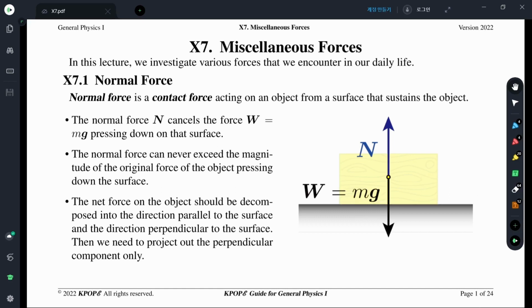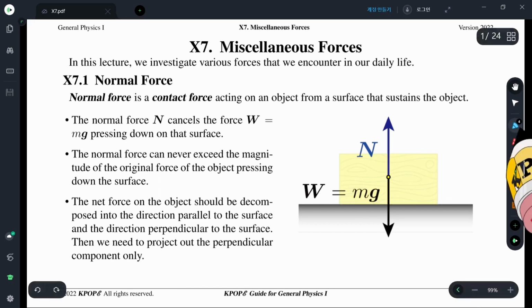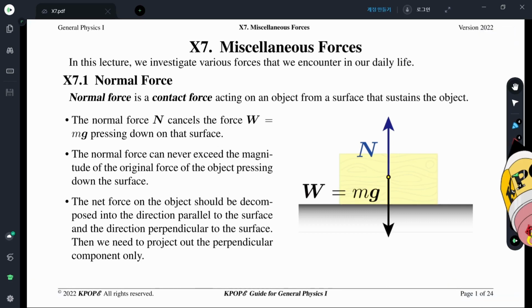In this class, we study miscellaneous forces, the various non-fundamental forces that are quite important in our daily lives. First, we can consider normal force.